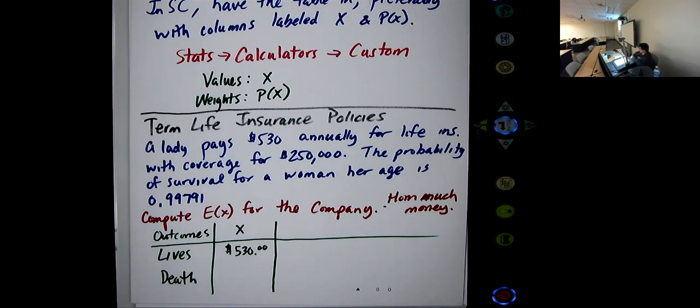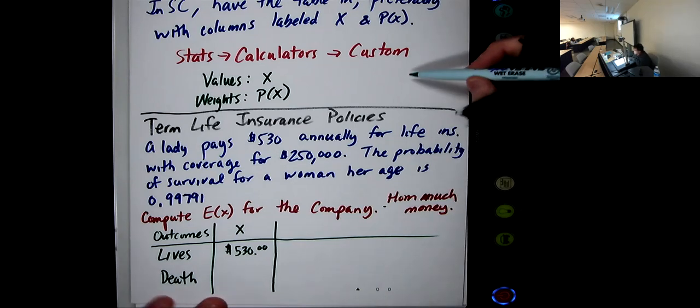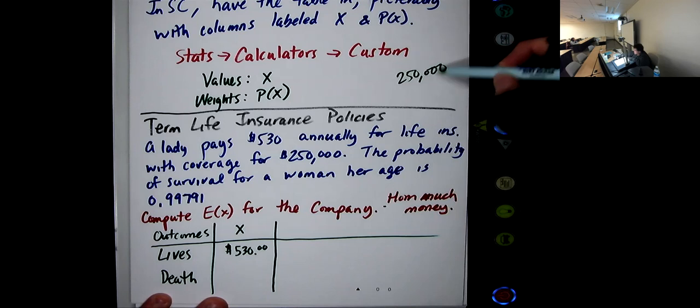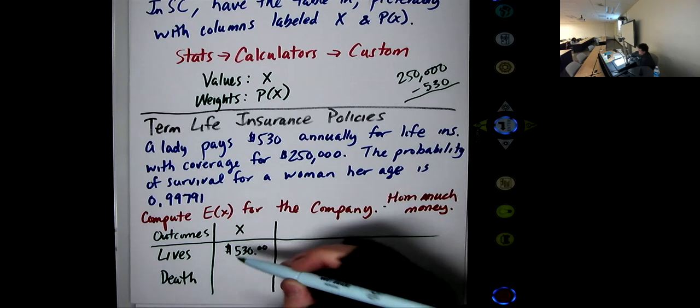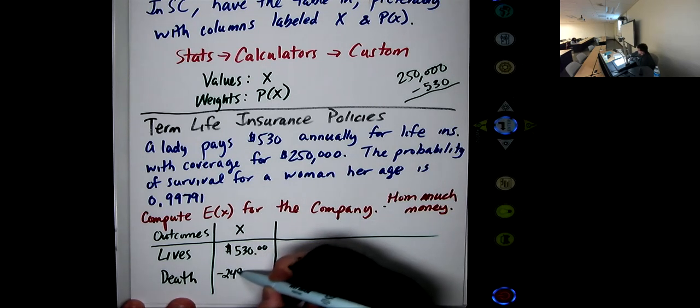What does it cost them if she dies? You would think this was a trap. They do lose the $250,000, but she's already paid that insurance. So they already have the $530. So they really only lose $250,000 minus the $530. They get to keep the $530. And so if we do that, you're going to get negative $249,470.